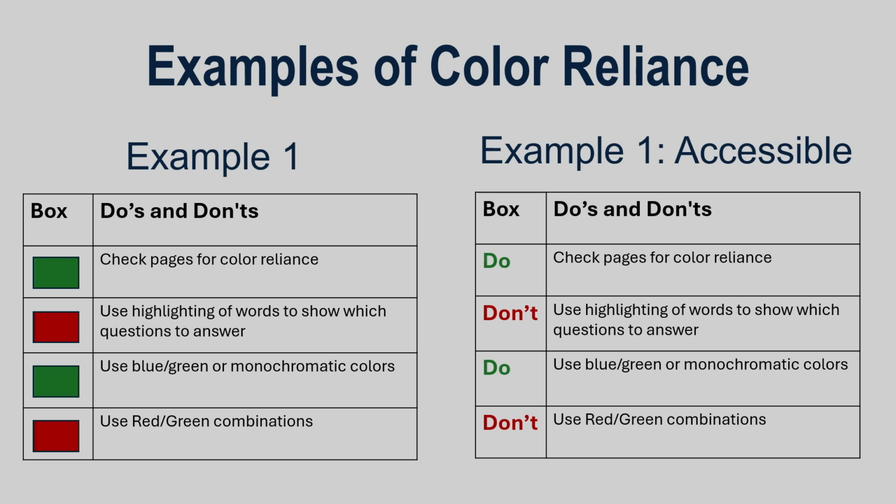Here's what you could do instead. Instead of color boxes of green or red, you could use the words do or don't, and if you still want to use color, you could use font color to show green, do, or red, don't. This way, you're not only relying on color to convey the meaning of do or don't.